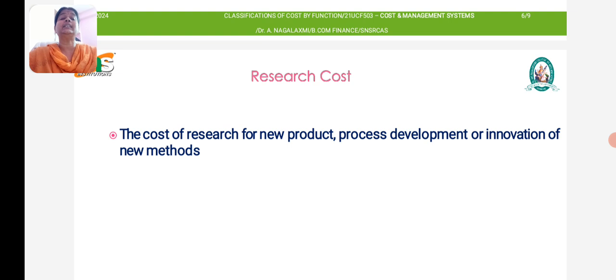Next is research cost. Research means researching of the product, the cost of research for new product, process, development or innovation of new methods. So in order to introduce a new product or new process or development or innovation of new methods, that cost is said to be research cost.